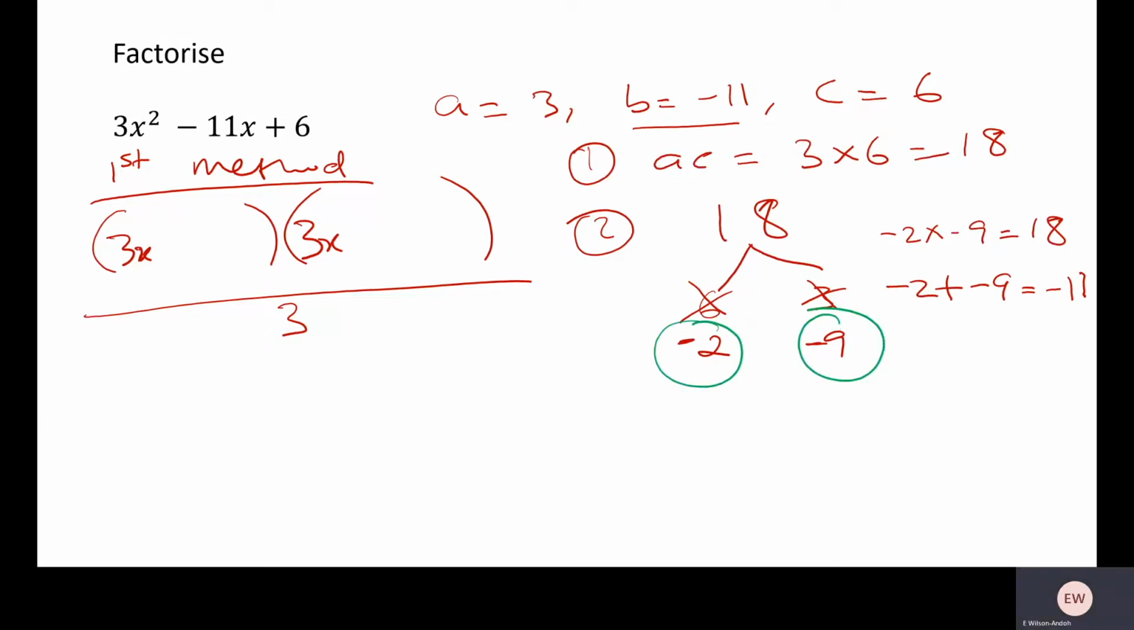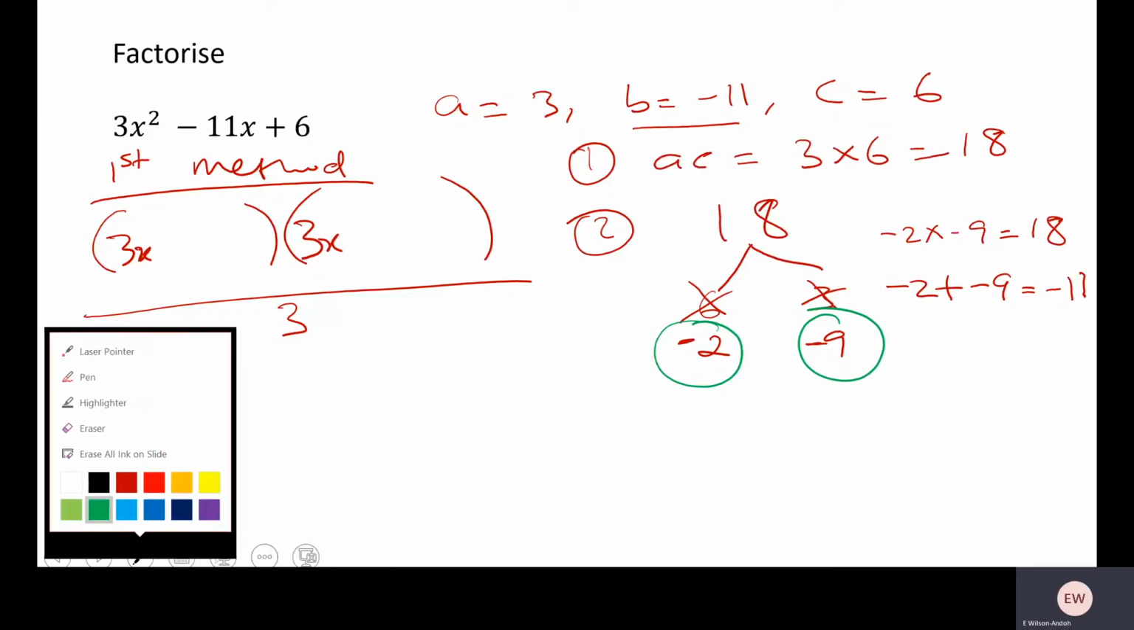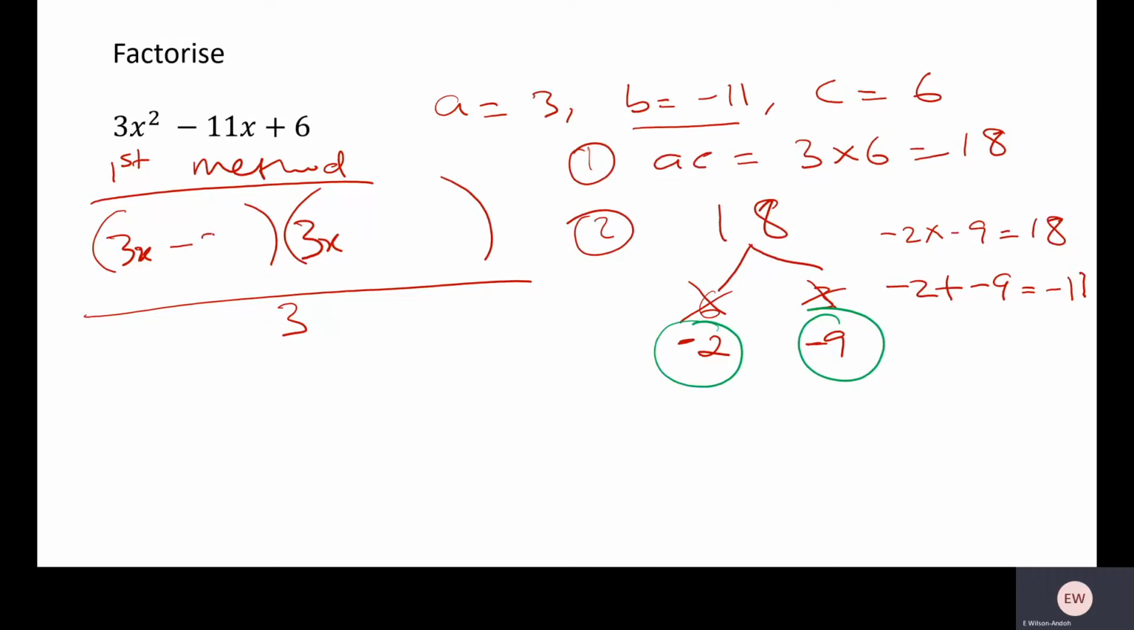So now that we found the two factors, we add them to the bracket. So we are going to have negative 2, negative 9. You can choose to bring negative 9 there and then negative 2 in the second bracket. It's the same thing. Now, always get rid of what you have in the denominator.